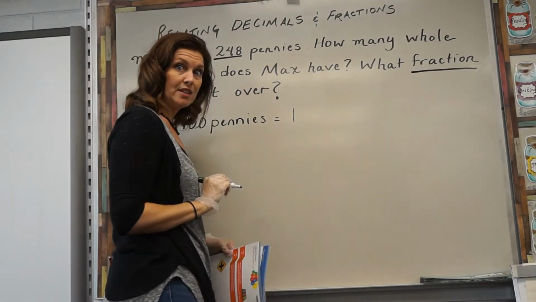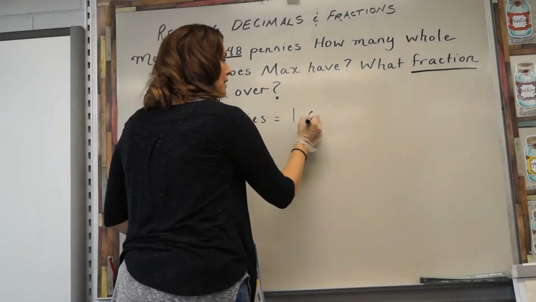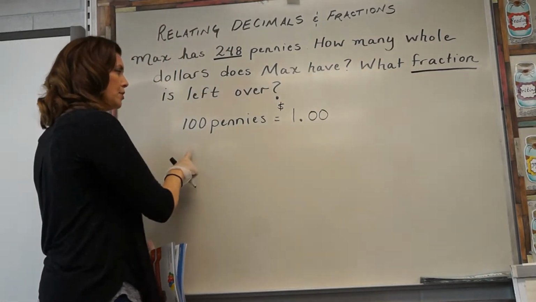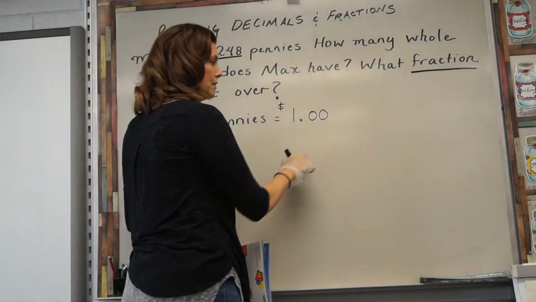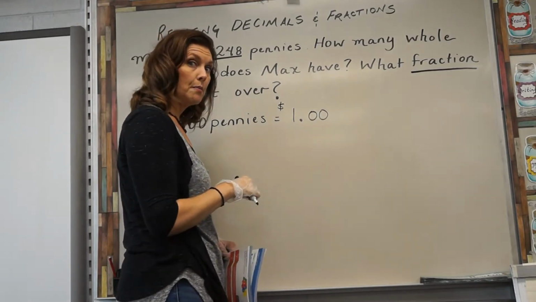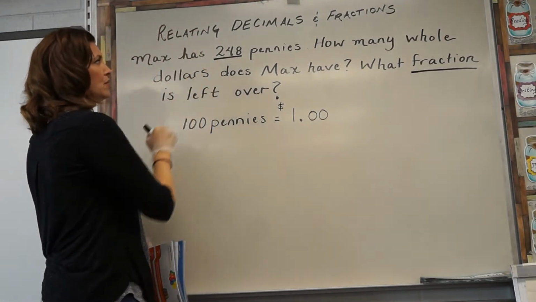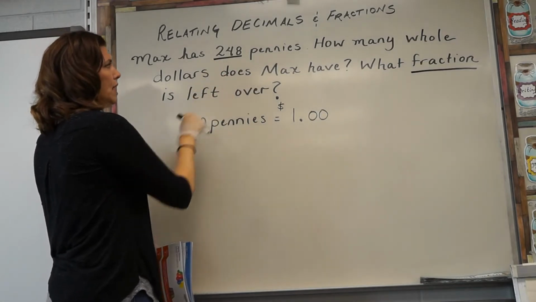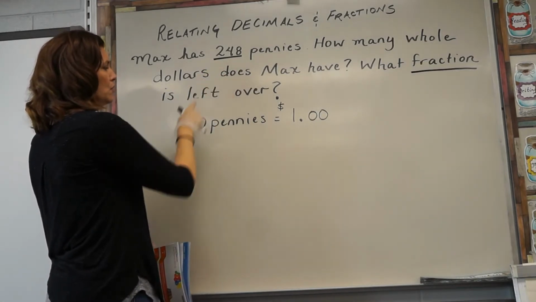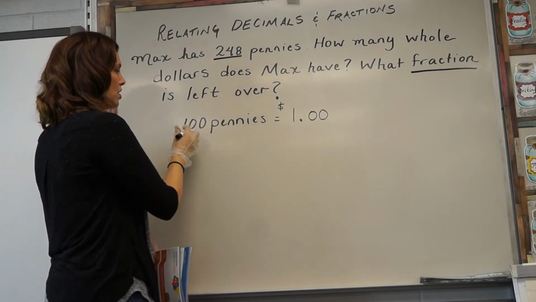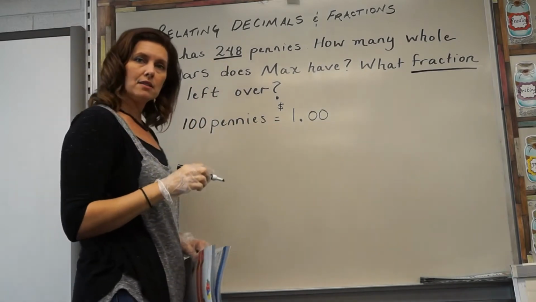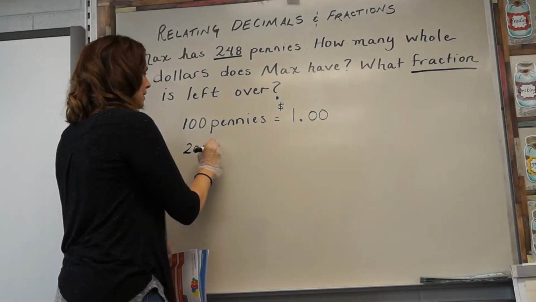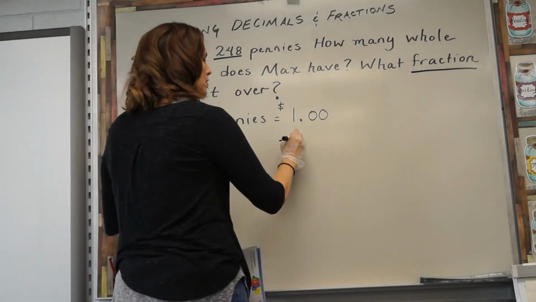And watch this, I'm going to put a decimal point here. $1. Okay, and I can put a dollar sign over here. So 100 pennies is equal to $1. So we put that decimal point there when we're dealing with money. Well, we have the number 248. So if I want to find out how many whole dollars he has, well, I know he's got two hundreds. So that's how many dollars, Caitlin? Good. So 200 is then equal to $2.